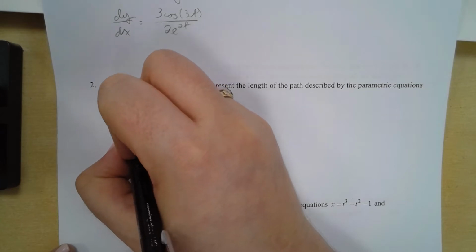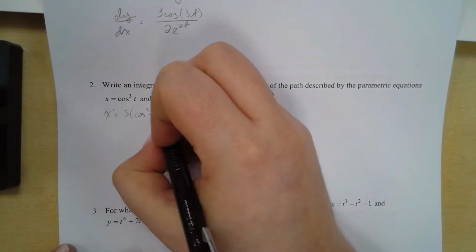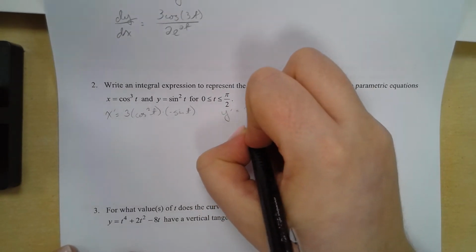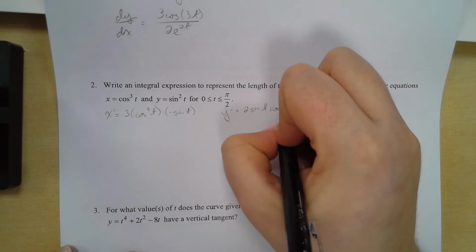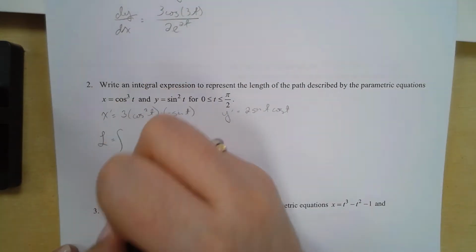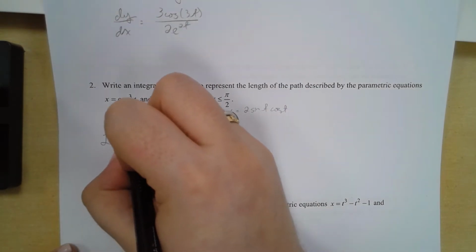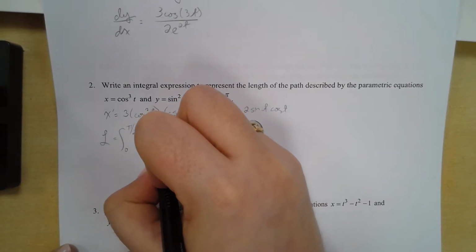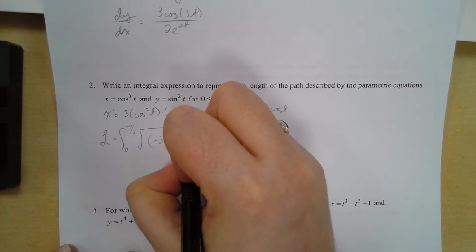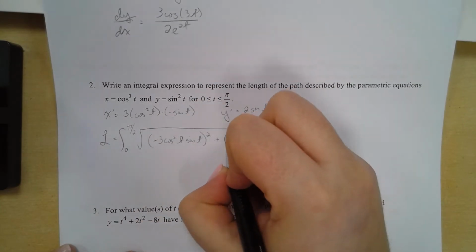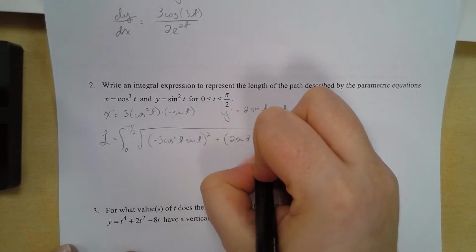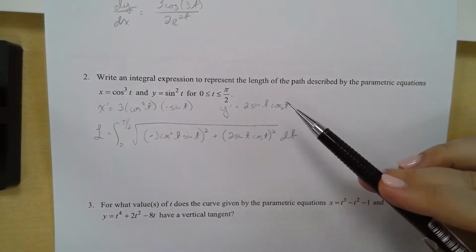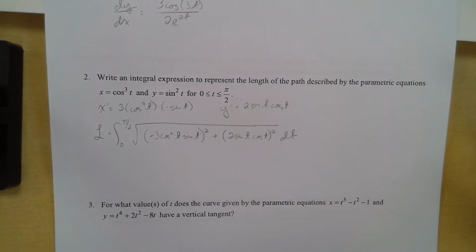So our derivative of x is 3 cosine squared of t times negative sine of t. And our derivative of y is 2 sine of t cosine of t. So our arc length is equal to, well, we're going from 0 to pi over 2, the square root of our derivatives here. So the square root of negative 3 cosine squared t sine of t, quantity squared, plus 2 sine of t cosine of t, quantity squared, and don't forget your dt. And we were only asked to write the expression. We actually weren't asked to solve this, so we're done with that.